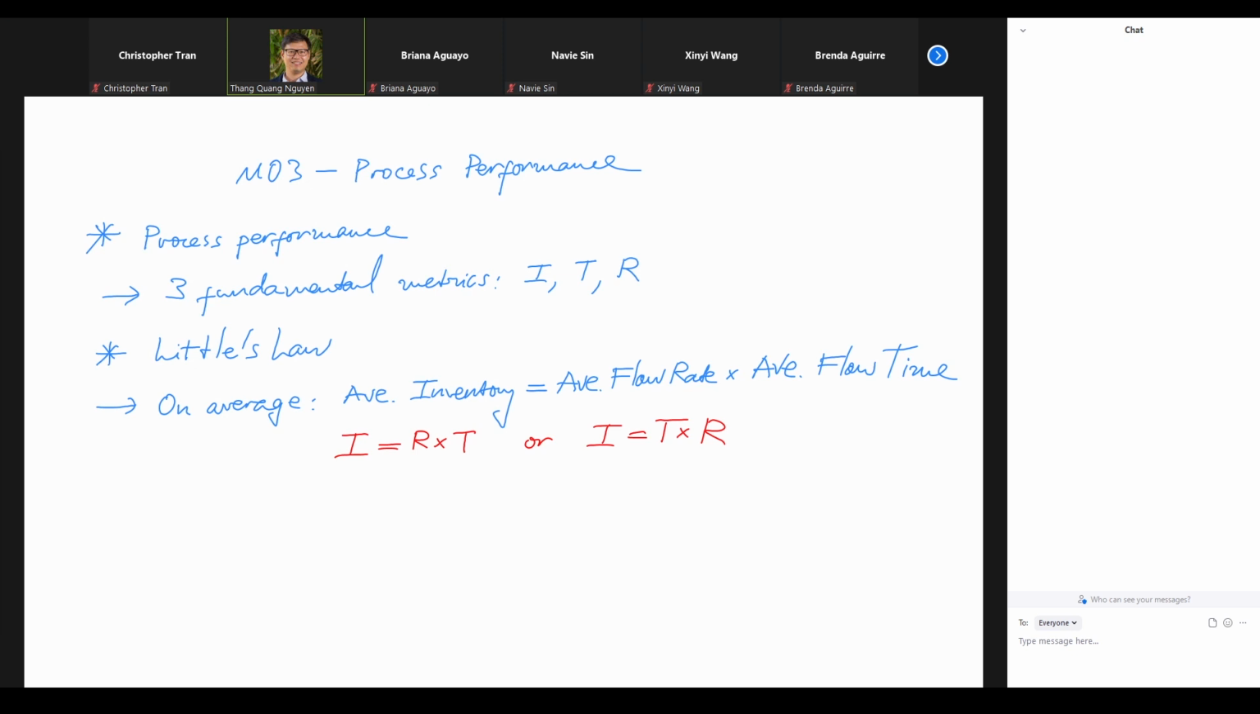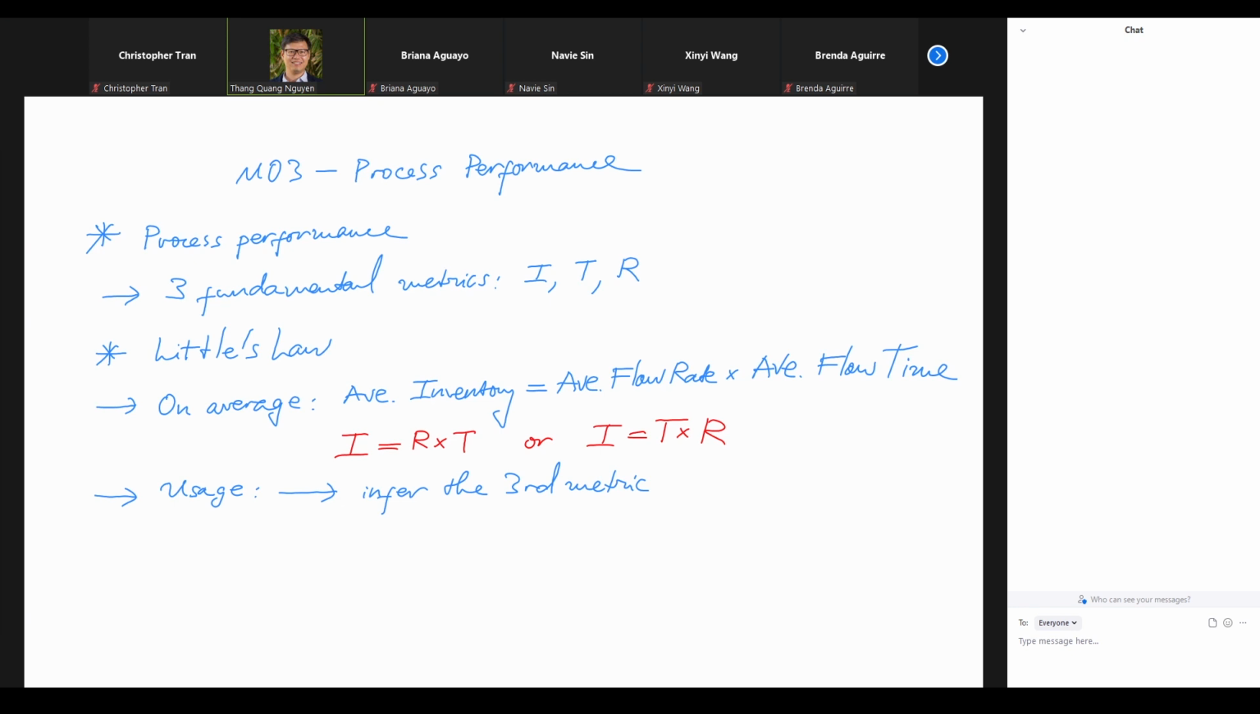Okay, so what is the meaning or the usage of Little's Law? A lot of the time, it is really hard to measure the third metric, right? So that's why we just infer the third metric based on the first two. So one usage of Little's Law is we can infer the third metric, either I or R or T, right? We infer either one of them based on the other two.